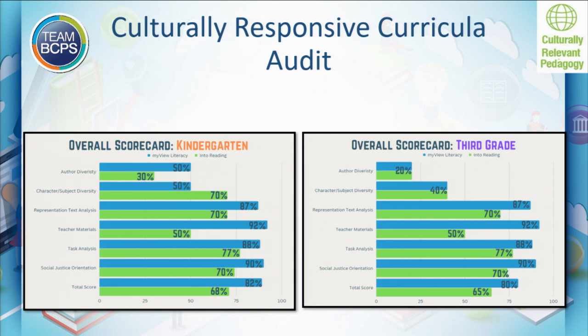So when it talks about social justice orientation, that's things that are asking students to think for themselves, opportunities for students to exercise student voice, agency, and advocacy, rather than just repeating back or regurgitating facts. And then there's also a component on the right-hand side. Some of the other pieces are just within the teacher materials.